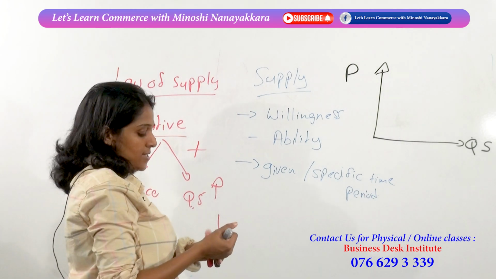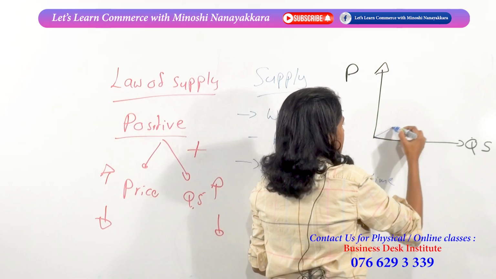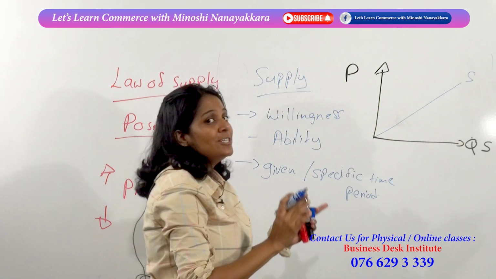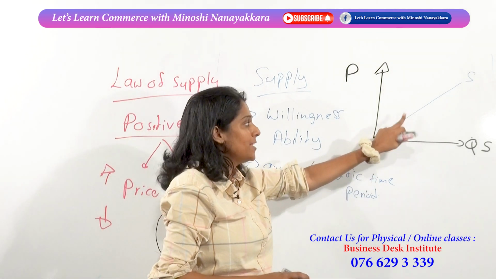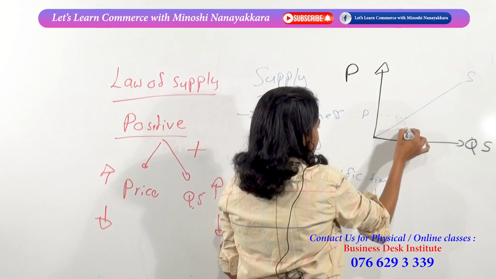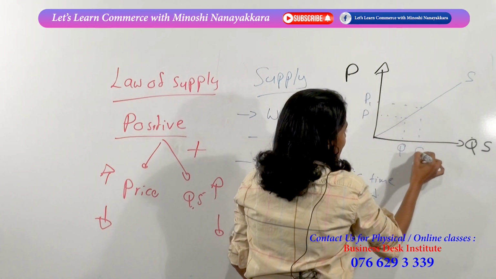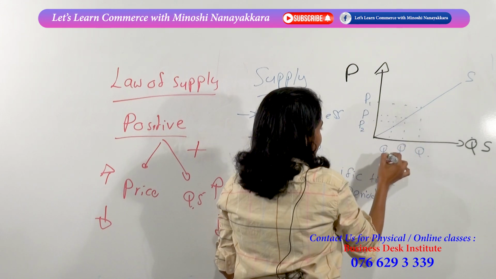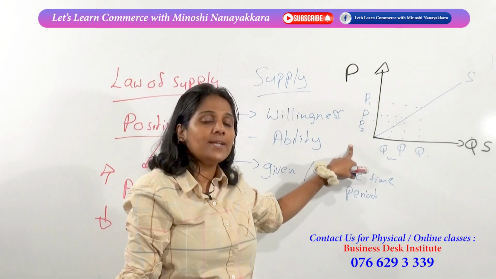So when you draw your diagram, your supply curve goes like this. It has an upward slope, not like the demand curve. Under different prices and quantities, when your price is increasing, your quantity is also increasing. If your price is decreasing, your quantity is decreasing. So that positive relationship shows in this supply diagram.